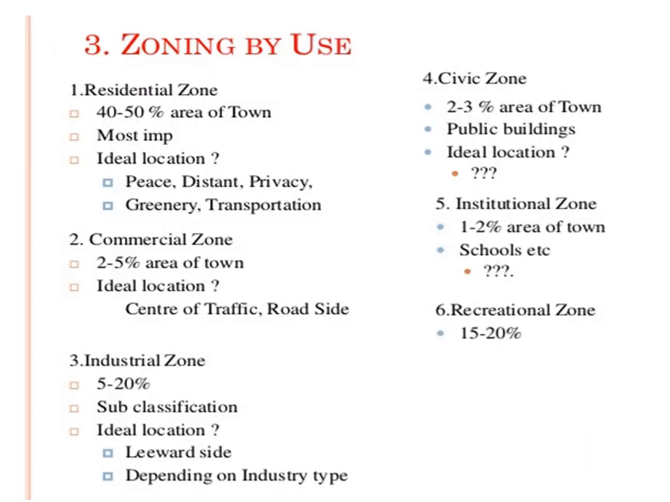Then zoning by use. Residential zone: 40 to 50% of area of town, most important. Ideal location, peace, distance, privacy, greenery, transportation. These are the considerations. Whereas for the commercial zone, 2 to 5% area of town, ideal location is center of traffic, roadside. The industrial zone should have percentage in between 5 to 20%, and the ideal location is leeward side depending on industry type. Then civic zone, it has an area ranging from 2 to 3% of town. It consists of public buildings. And institutional zone, 1 to 2% of town, and you should have the schools, etc. Similarly, recreational zone has an area of 15 to 20% of town.